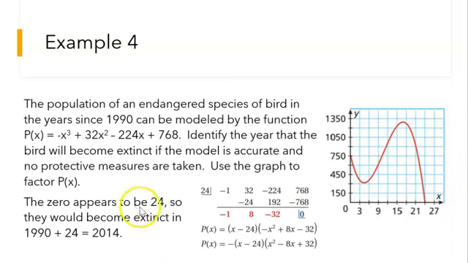The last thing I wanted to do was take my 24 and tell what year actually the birds became extinct, and that was in 2014. All I did was I took the starting year plus 24.